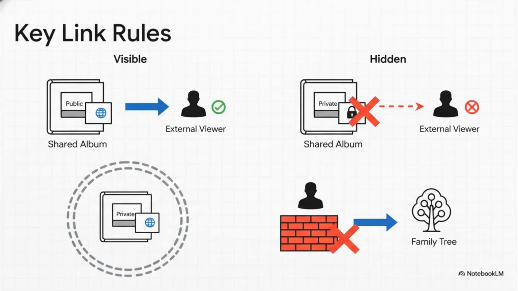So rule number 1, and this is the big one: for a memory to actually show up in a shared link, its visibility setting must be changed from private to public. If you have a private story inside that album you're sharing, it's going to stay hidden. And remember, these links are for memories only. Your relatives can't just wander off into your family tree or start messing with records. It's a really safe, contained way to share.